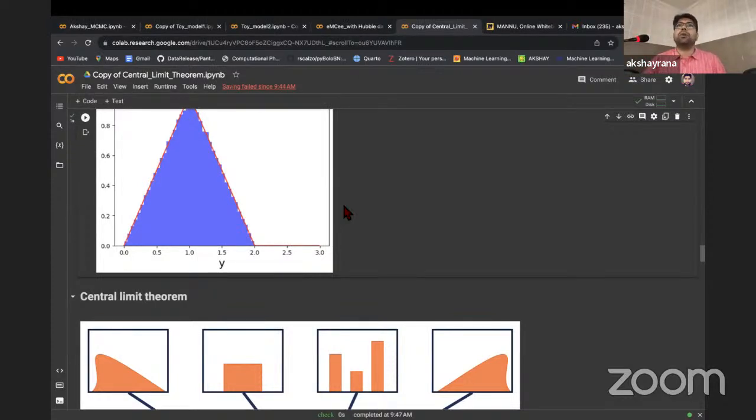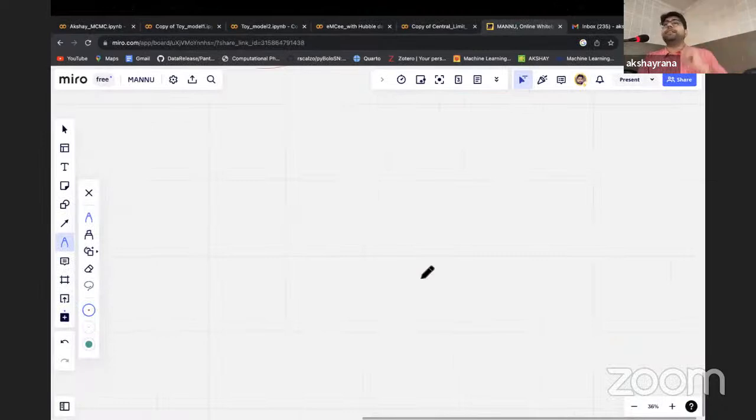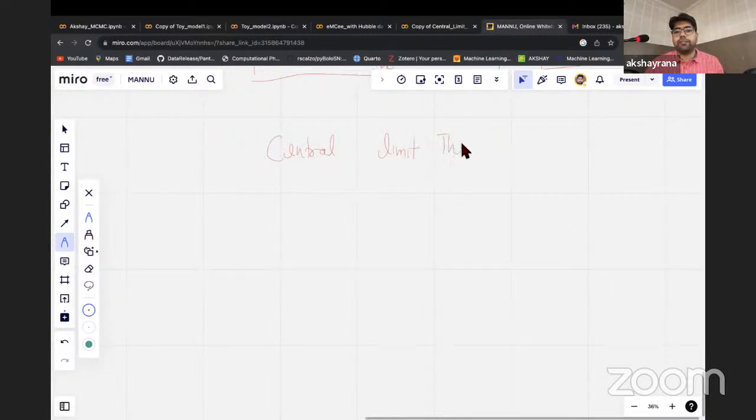Let's talk briefly about what we understand from the central limit theorem. Is it clear till now? Is it making sense? Okay, so let's talk about the second thing, which is the central limit theorem. What does this particular theorem state?